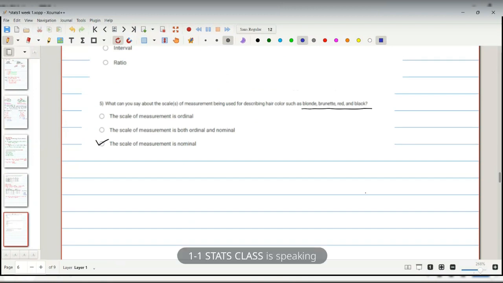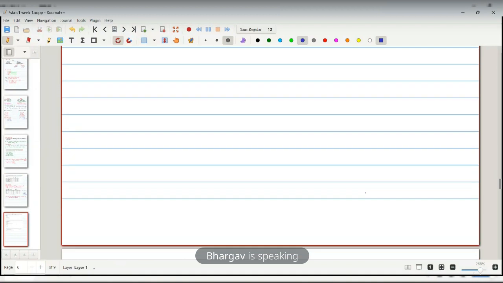Next question, what can we say about the scale of measurement being used for describing hair colors such as blonde, brunette, red, and black? Is there any order? Nominal. No order. Yeah.